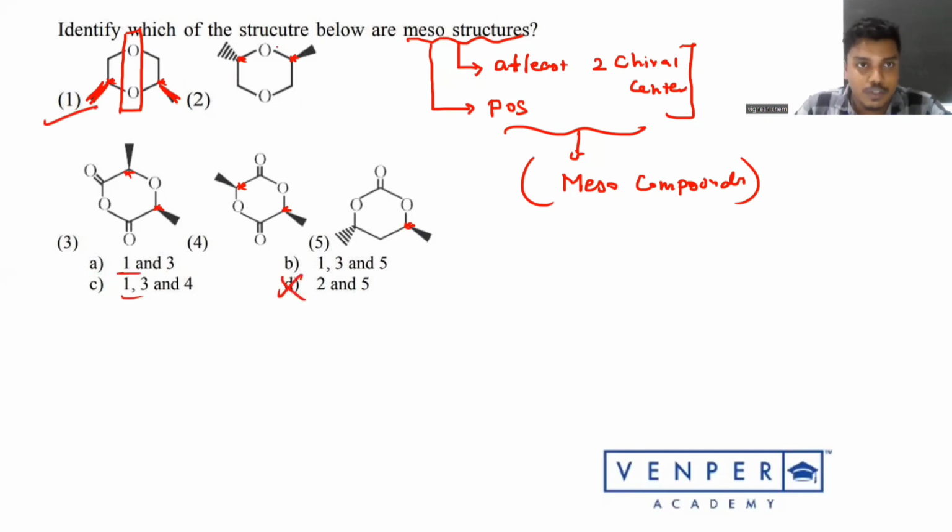Okay. Now go with the second option. You just pass the line to the center of the molecule. However, this is wedge. This is dash. Therefore, no plane of symmetry. Therefore, this is not a meso compound. Therefore, option 2 is out. Okay.